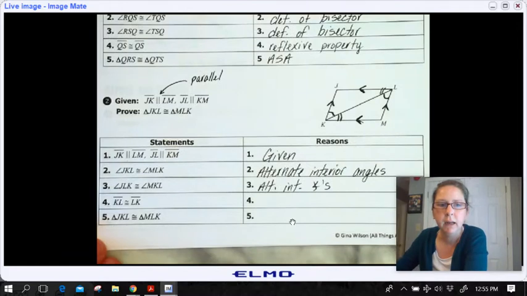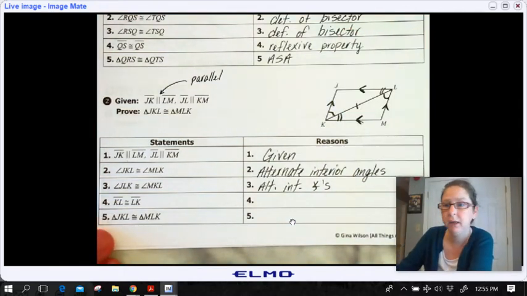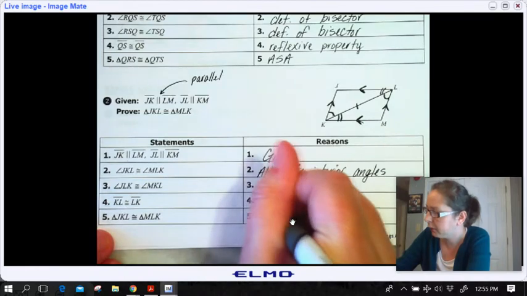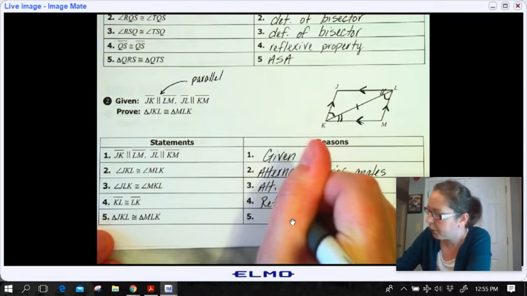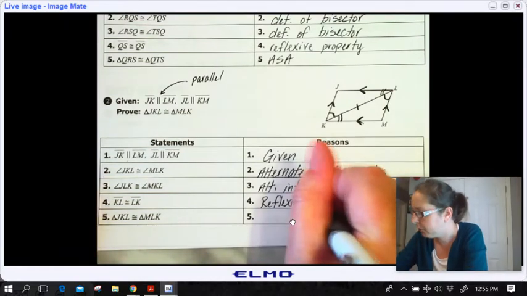All right. Next, I have KL is congruent to LK. That's this side in the middle. And I know that this is true because of the reflexive property. Remember, every side is always going to be congruent to itself.